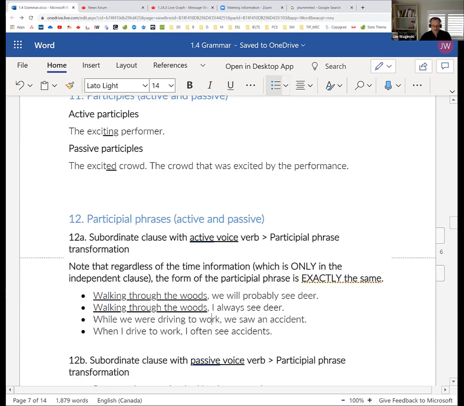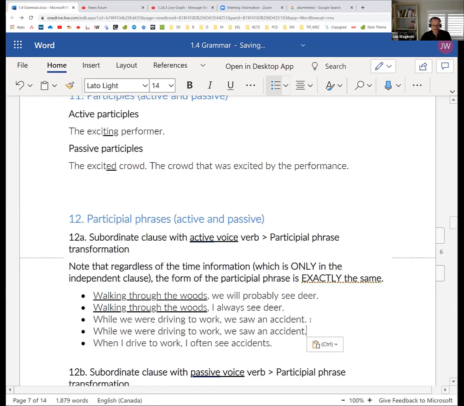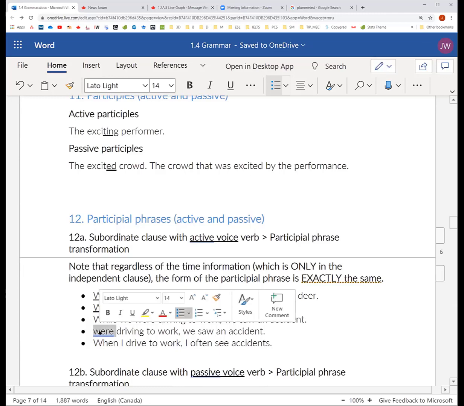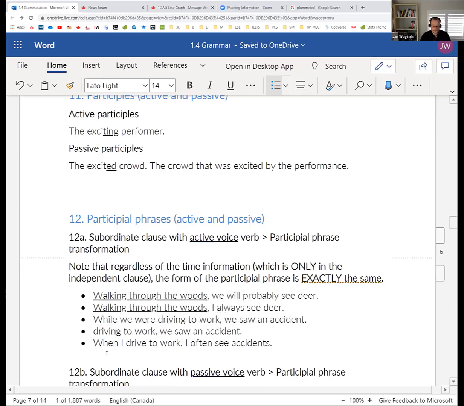And now we've got two examples here. While we were driving to work, we saw an accident. How would you transform this into a participial phrase? We remove while and we. Remove while, remove we. What about were? Do we keep that or do we remove it? We will remove it as well. Right, get rid of all the auxiliaries, all the helper verbs. And just the ing. Driving to work, we saw an accident.